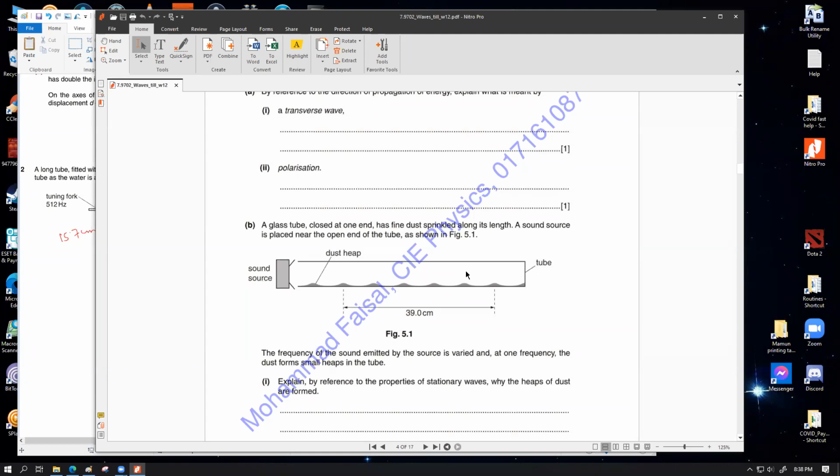That's why it is required that we must change the frequency of the source, which enables us to get this shape for certain frequencies. So that's one part. Now the question says, explain by reference to the properties of stationary waves why heaps of dust are formed.